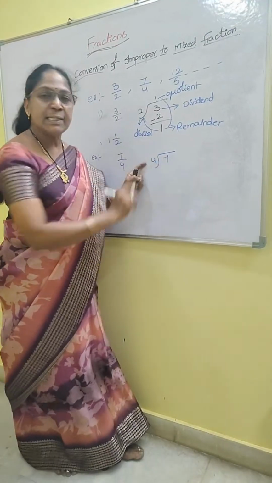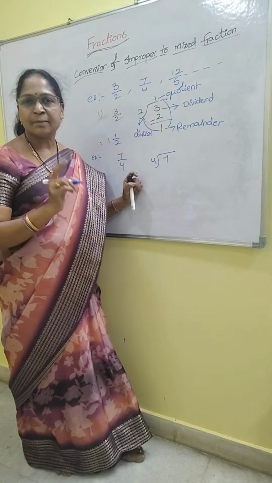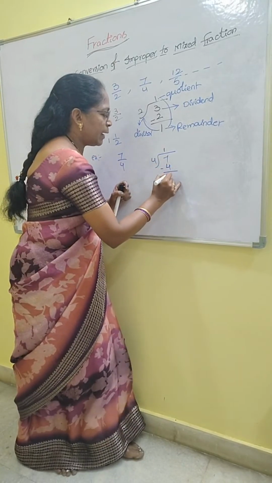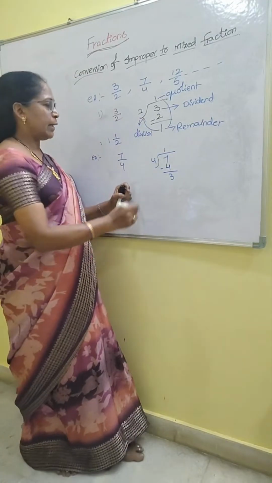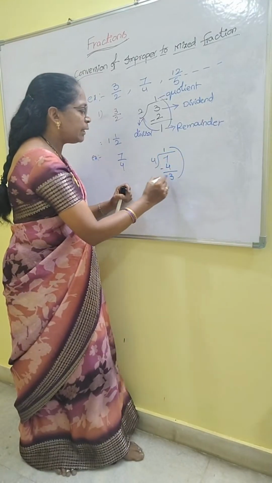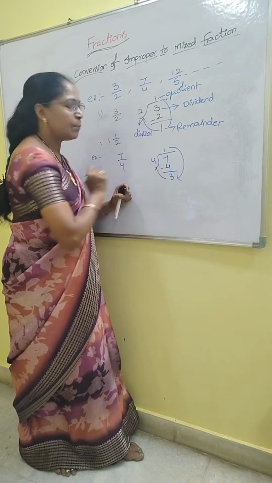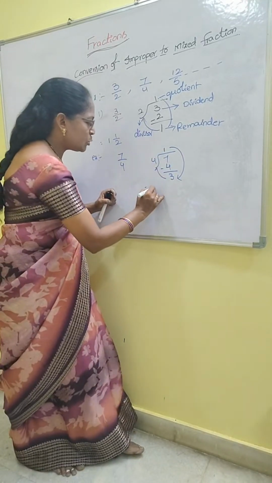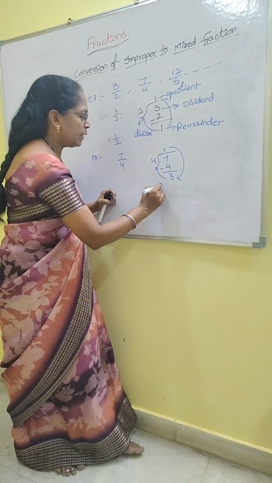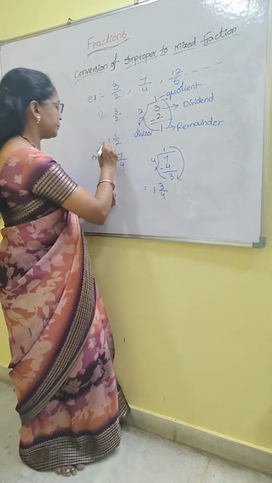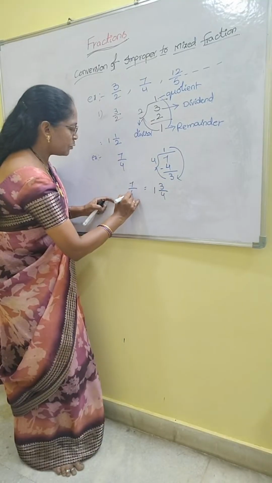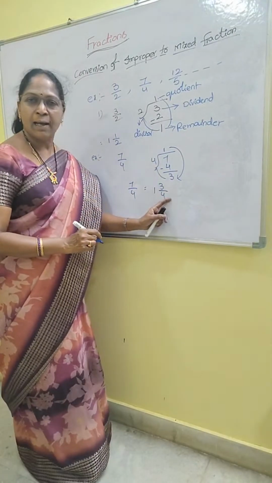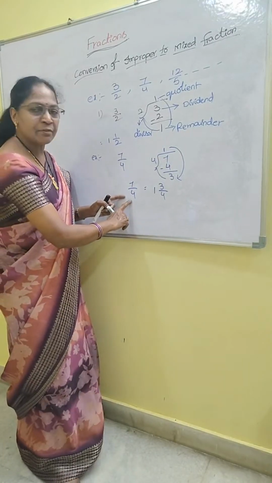Then 4 goes in 7 how many times? 1 time. 1 times 4 is 4. The balance, that means remainder, equal to 3. Now write 1 3 by 4. This is the direction in which you have to write it down. That means 1, next number is 3 by 4. 7 by 4 equal to 1 3 by 4. This is the answer. This is an improper fraction.